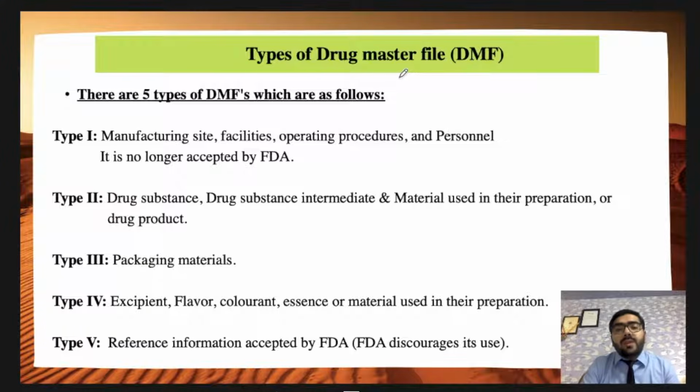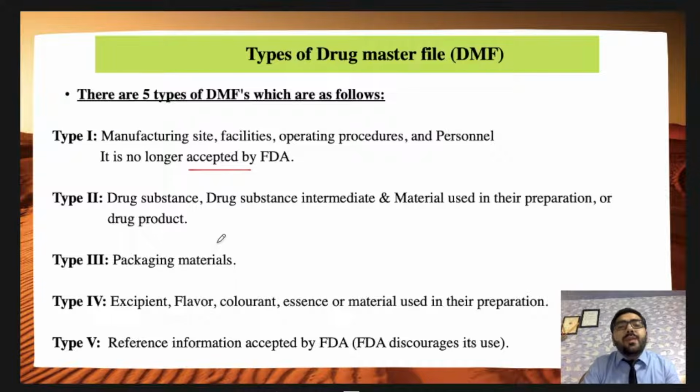Then coming to the different types of drug master file. There are 5 types of drug master file: type 1, type 2, type 3, type 4 and type 5. We will discuss them one by one. Type 1 is basically for the manufacturing site, facilities, operating procedures and personnel, and it is no longer accepted by the FDA.